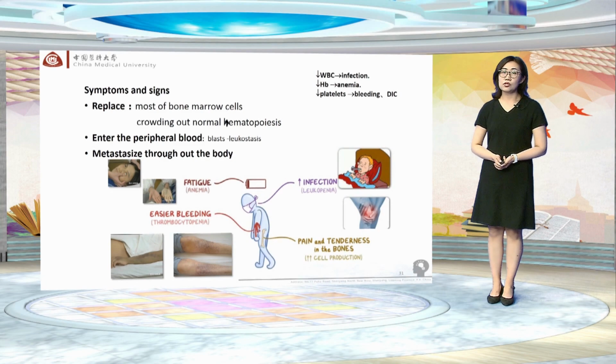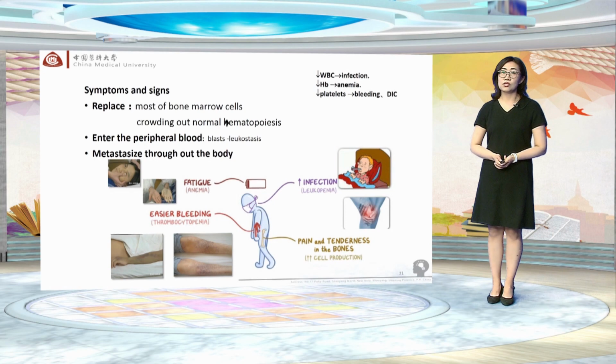The first step is to replace most of the bone marrow cells, crowding out normal hematopoiesis. The symptoms include fatigue because of anemia, easier bleeding because of thrombocytopenia, and more frequent infections because of leukopenia. Pain and tenderness in the bone can occur when there is an increase in cell production, which causes the bone marrow to expand.